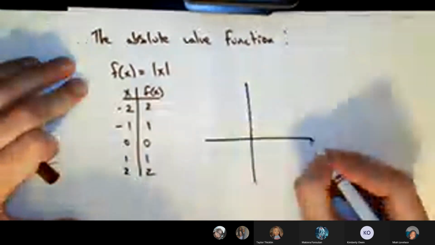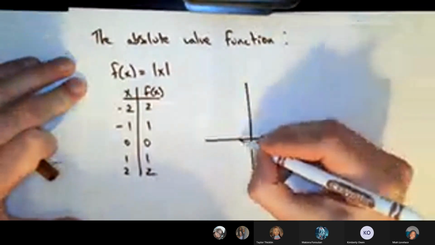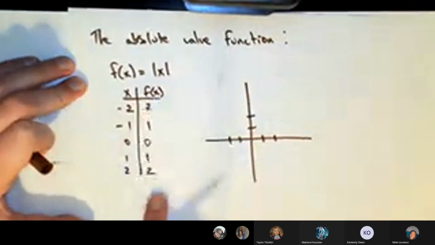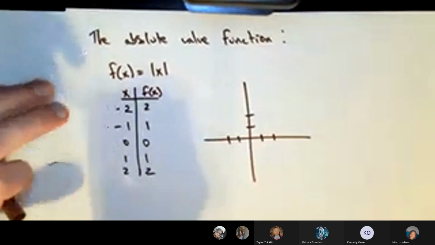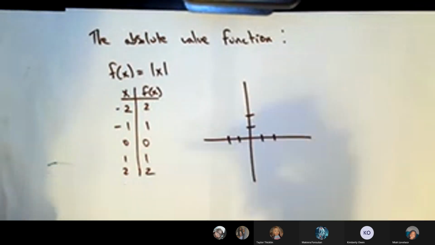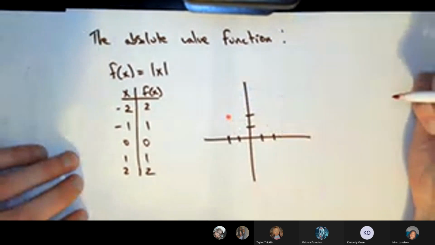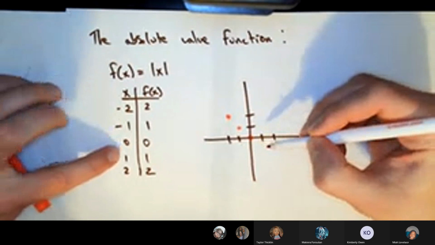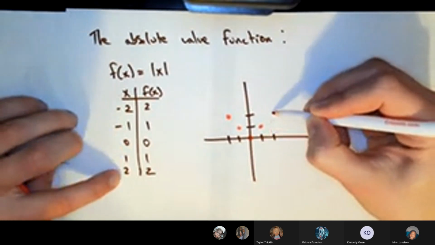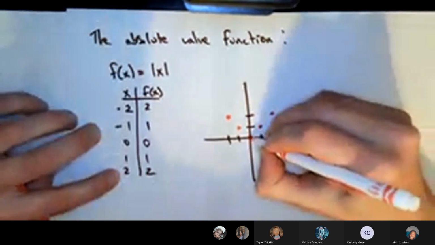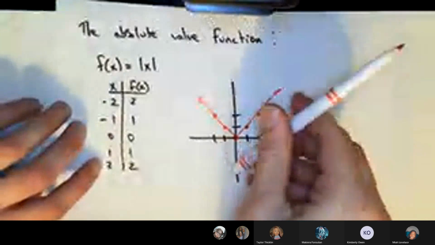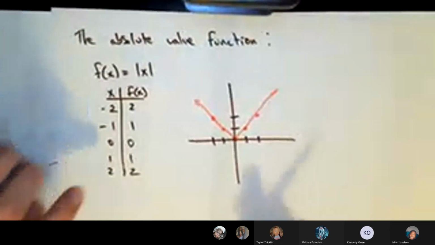Graph that on a plane. It's not going to go into the negative y values, right? The output values are always positive. I've got the point where x is -2, the output is +2, that's over here. Where x is -1, the output's +1. 0, 0, 1, 1, 2, 2. It has the same kind of feel as a parabola in that both legs are pointing up, but it's more like a V, with very distinct straight line shapes there.